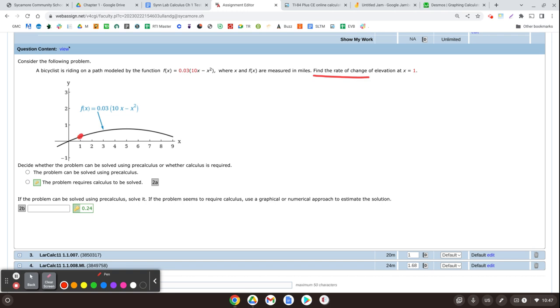Okay. And what you should be able to observe here is that the slope is changing. It goes from positive to 0 to negative. And that's just because this is a curve, not a line. So the curve itself is changing at a different rate at different times. We don't know how to find it exact using pre-calculus. So you'll notice that the problem requires calculus to be solved. But then it asks, use a graphical or numerical approach to estimate the solution.